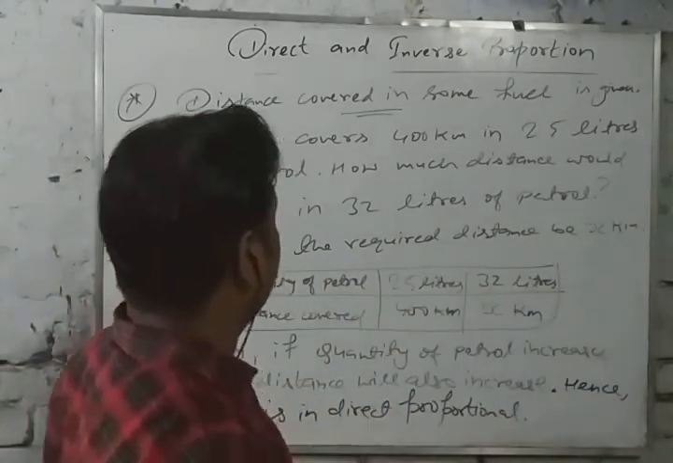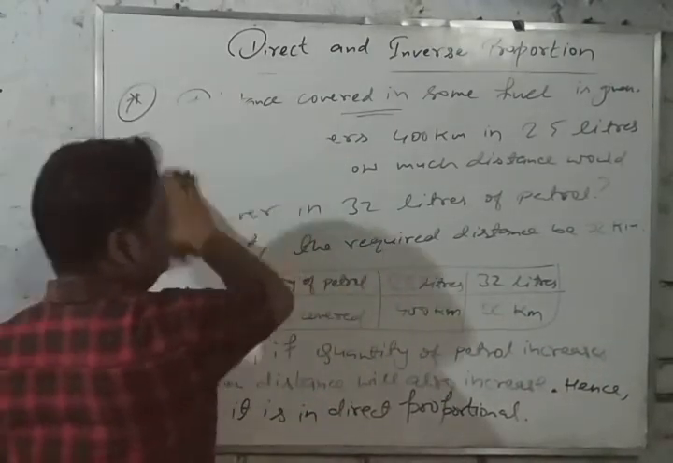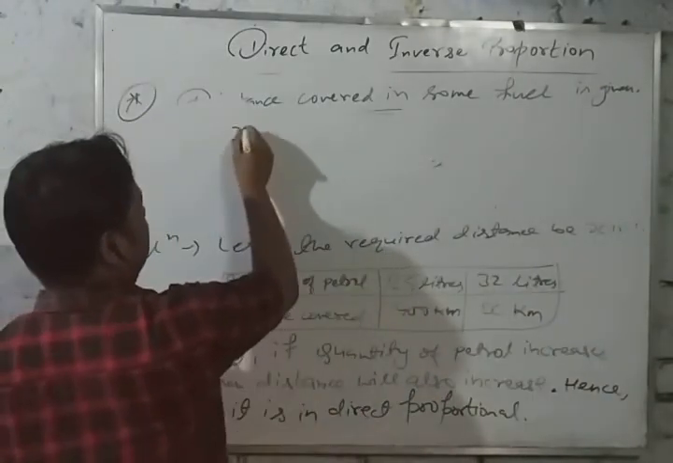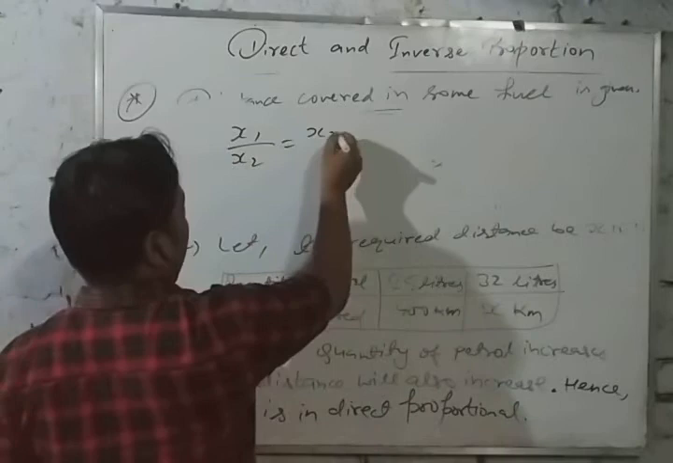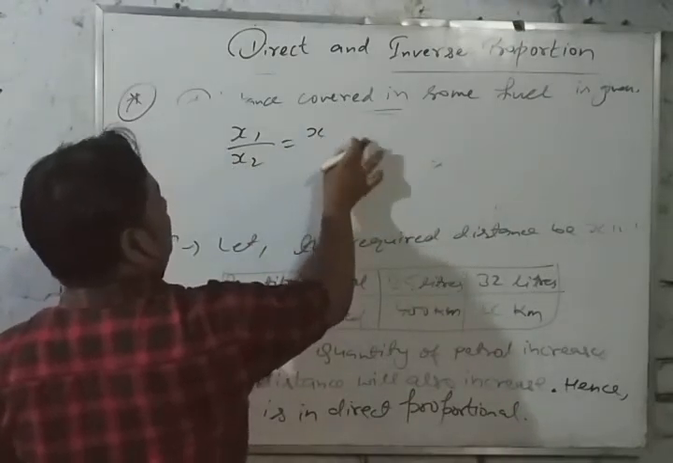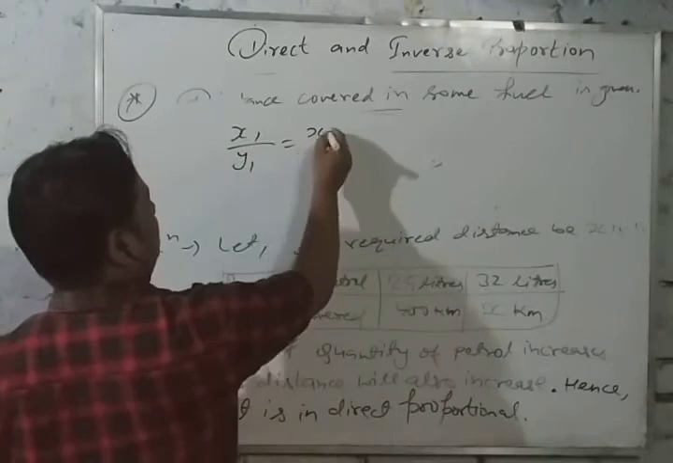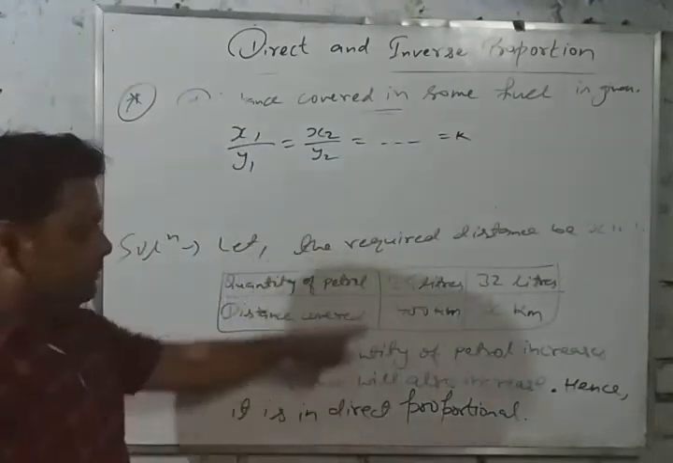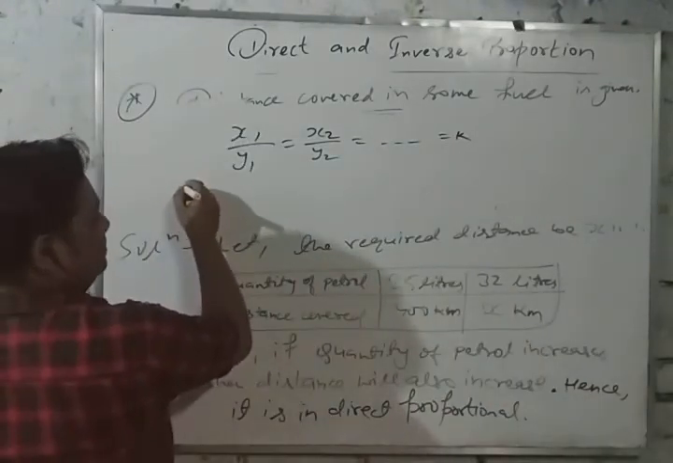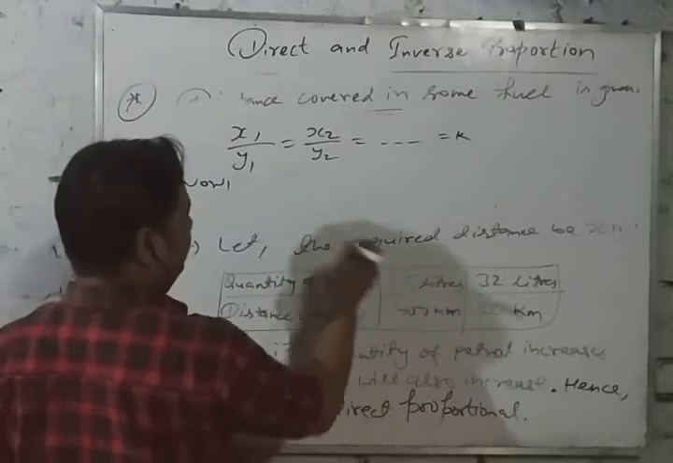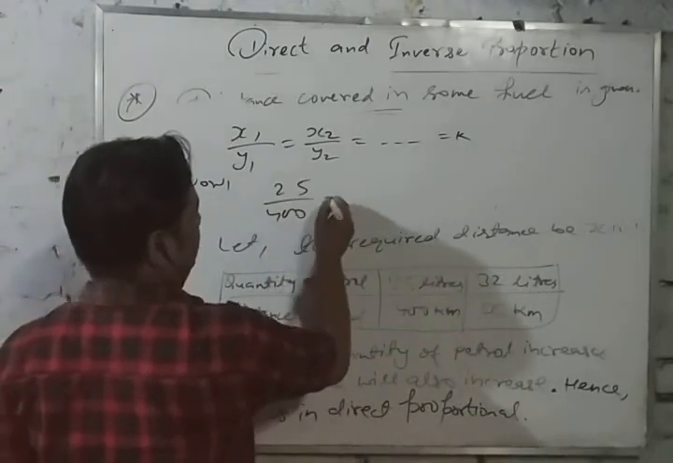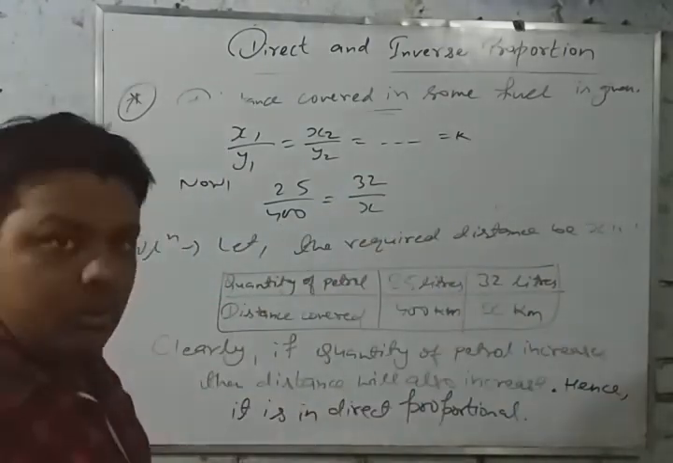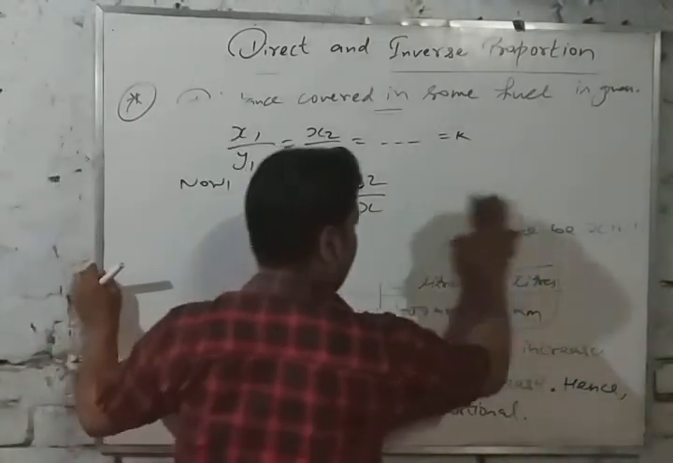The direct proportion property says, let's write it first, that x1 by y1 is equal to x2 by y2, and so on, is equal to k. That is, we can write it like this. Now 25 by 400 will be equal to 32 by x. Now we will solve this question directly.